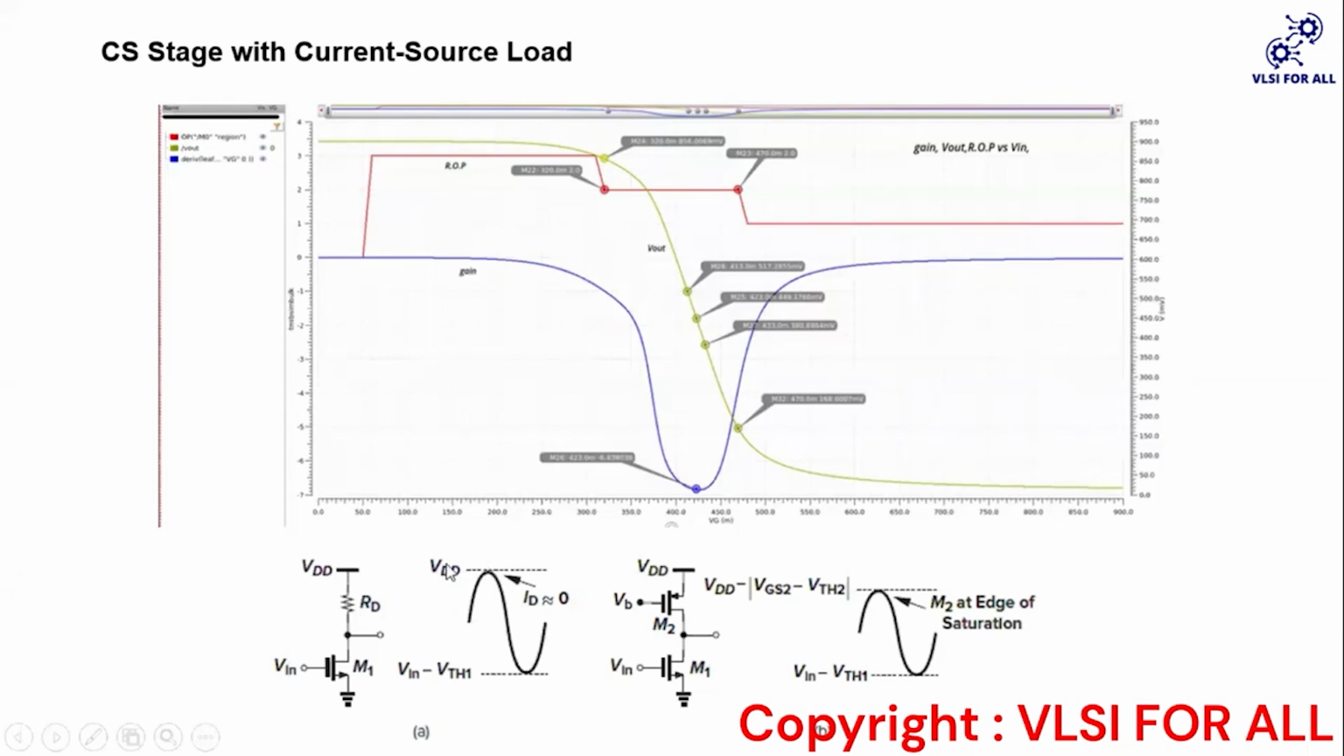Here, as we move from the resistive load to the current source load, we can see our swing is reduced. Earlier the output swing was Vin minus VTH1 to VDD. Now it is Vin minus VTH1 to VDD minus VDSAT of M2. So we can see one disadvantage in this circuit: the output voltage swing is reduced.